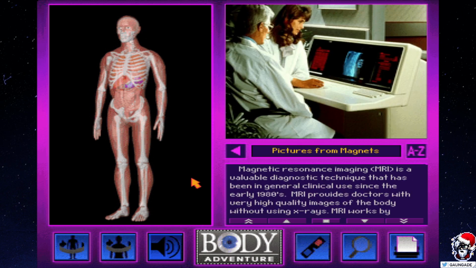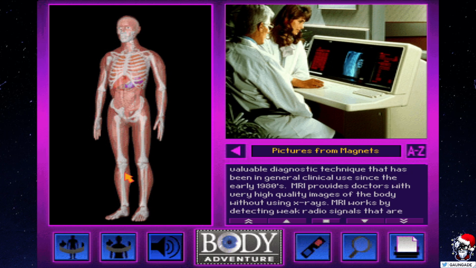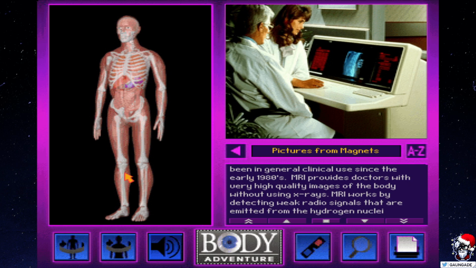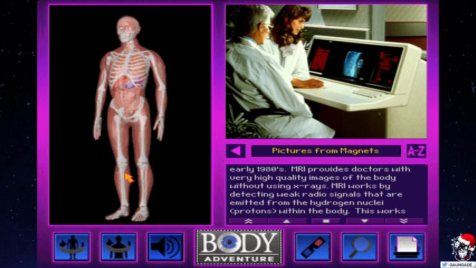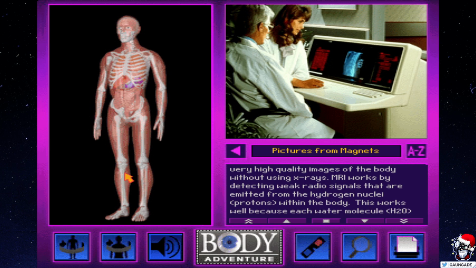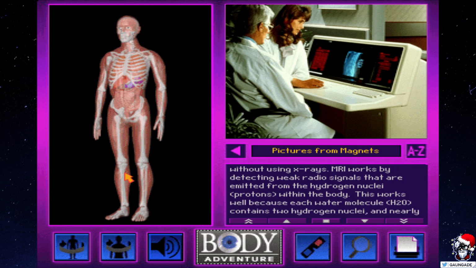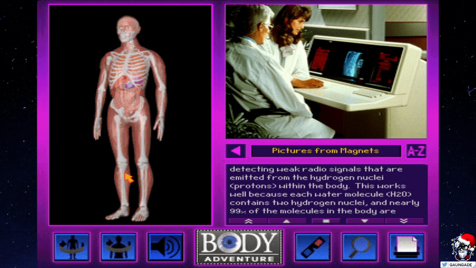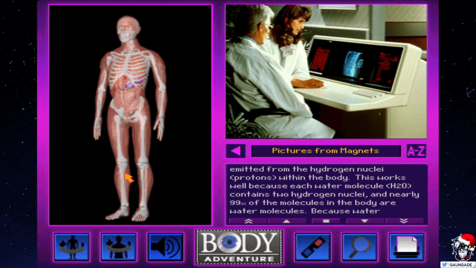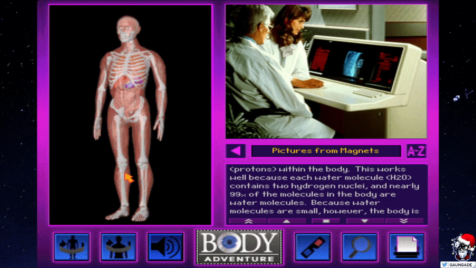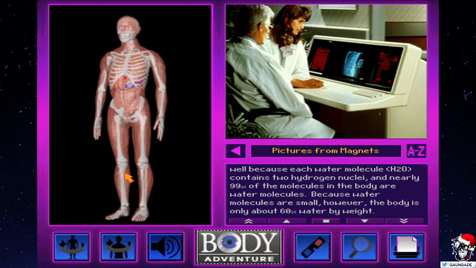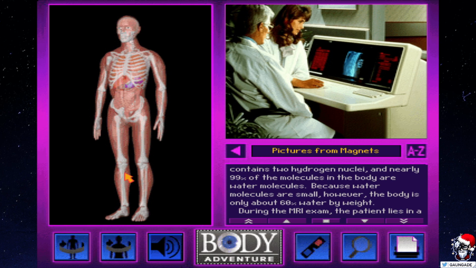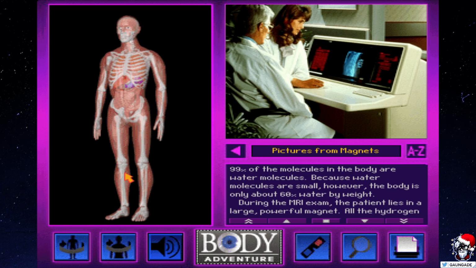Magnets. Pictures from magnets. Magnetic resonance imaging, MRI, is a valuable diagnostic technique that has been in general clinical use since the early 1980s. MRI provides doctors with very high-quality images of the body without using X-rays. MRI works by detecting weak radio signals that are emitted from the hydrogen nuclei, protons, within the body. This works well because each water molecule, H2O, contains 2 hydrogen nuclei, and nearly 99% of the molecules in the body are water molecules. Because water molecules are small, however, the body is only about 60% water by weight.